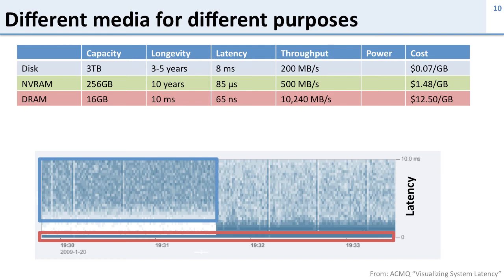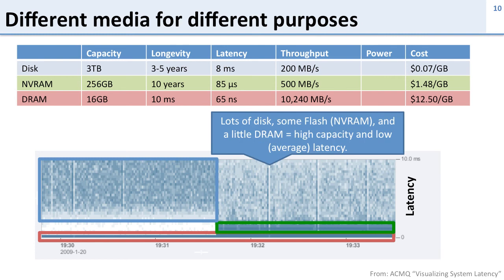Now, what if we add flash or non-volatile memory to that? Well, here we've turned on non-volatile memory or flash. And what you see is that flash has a latency that's higher than DRAM, but lower than the hard disk. And so we get better average latency because now some of those accesses are in flash, and the flash has lower latency overall. We can't put all of our accesses into flash because it's too expensive to have that much flash. So with lots of disk, some flash, and a little bit of DRAM, we can get on average a high capacity and a low latency.